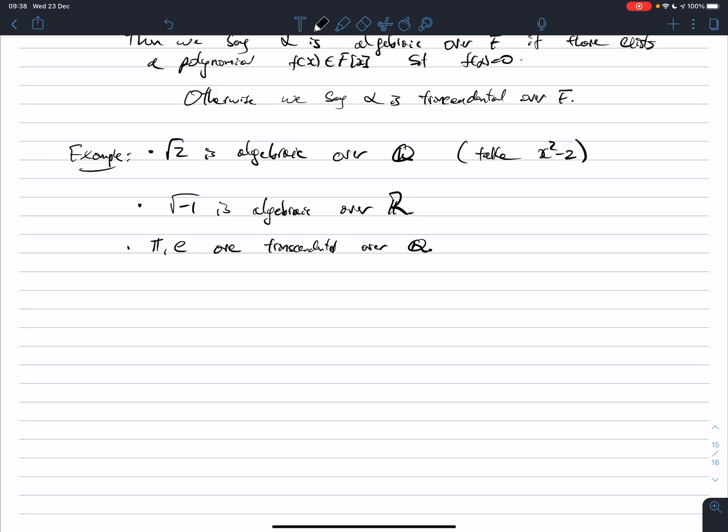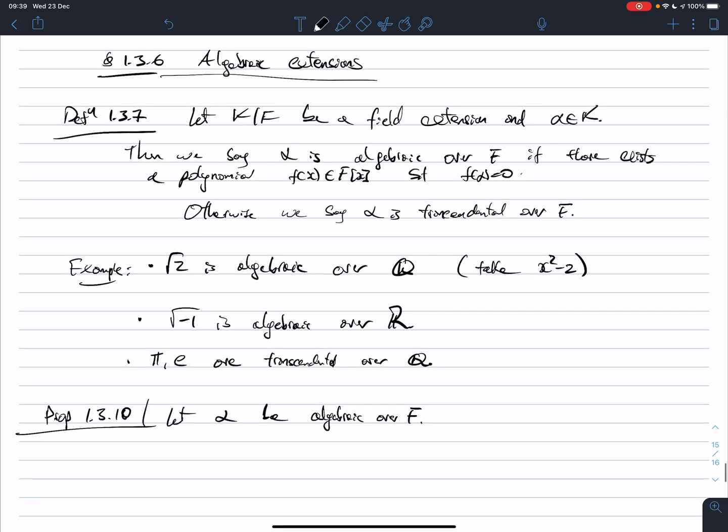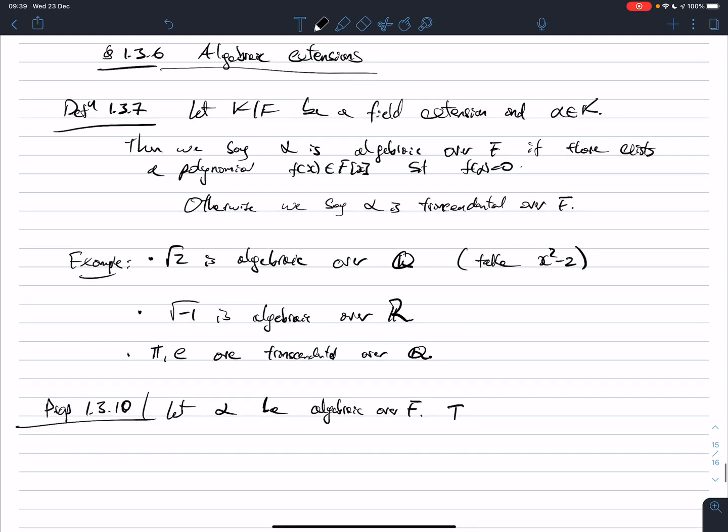Now let's start studying these algebraic elements a bit more. So here we have the following proposition, 1.3.10. Let alpha be algebraic over F. Then we can find a unique minimal polynomial which alpha satisfies over F.